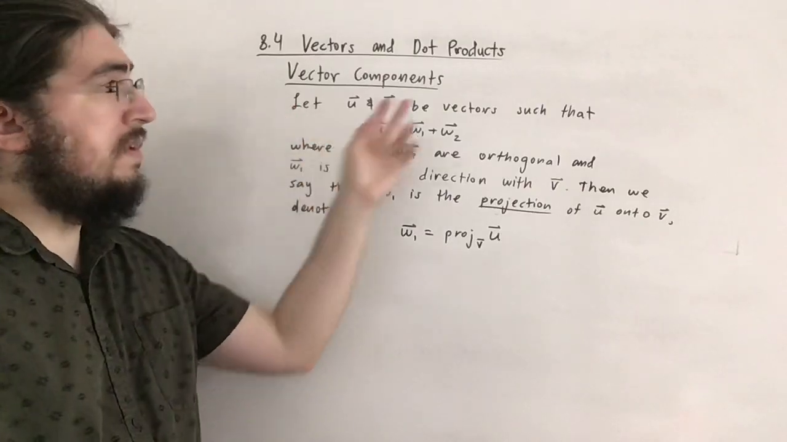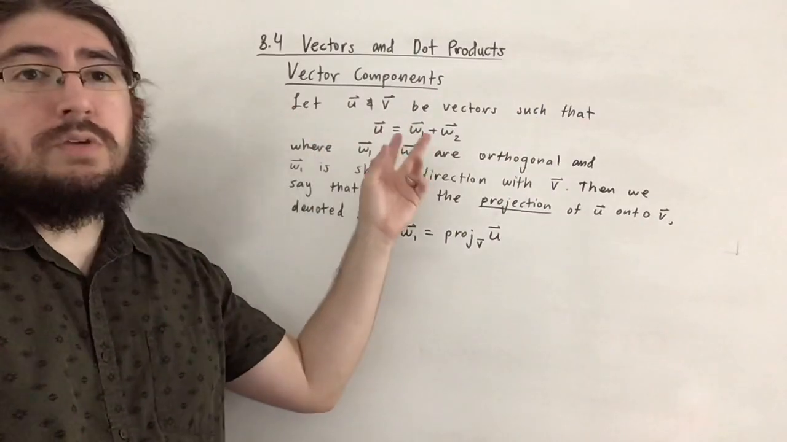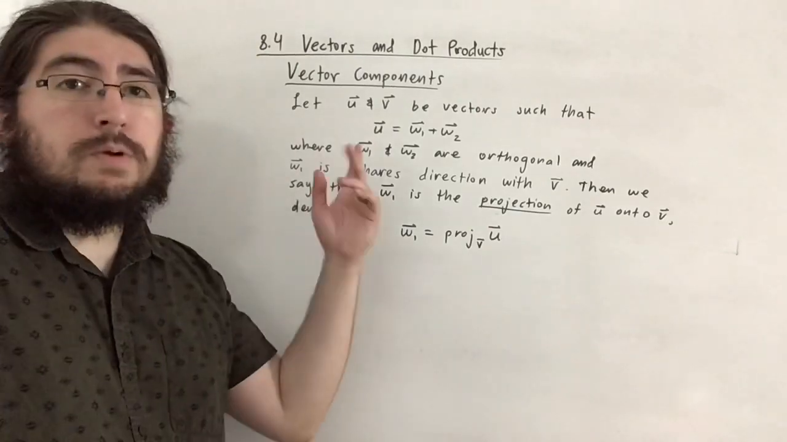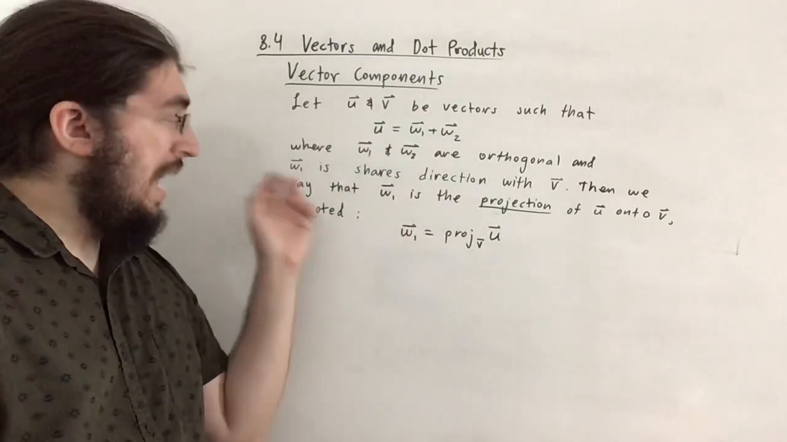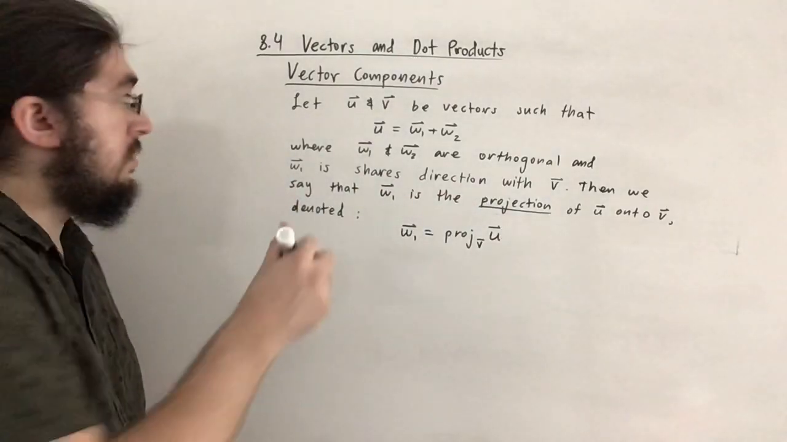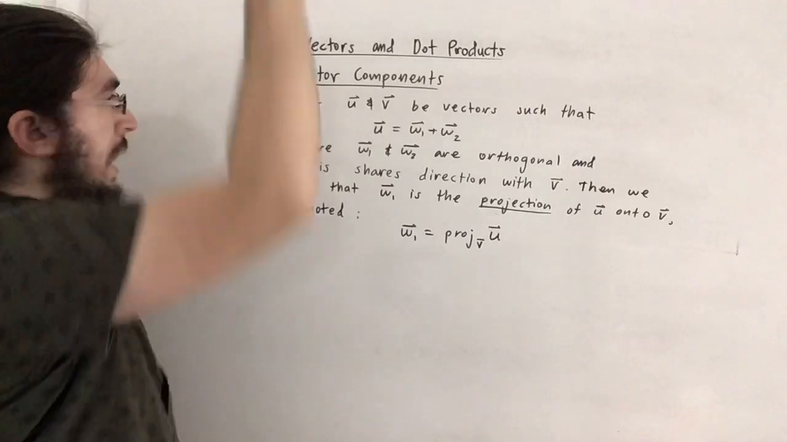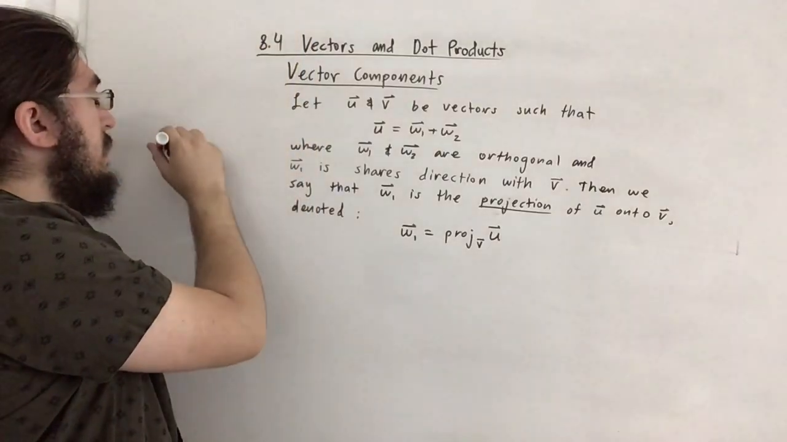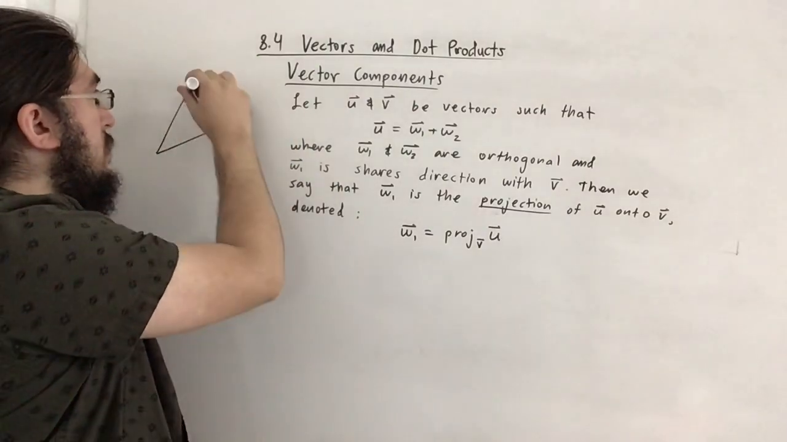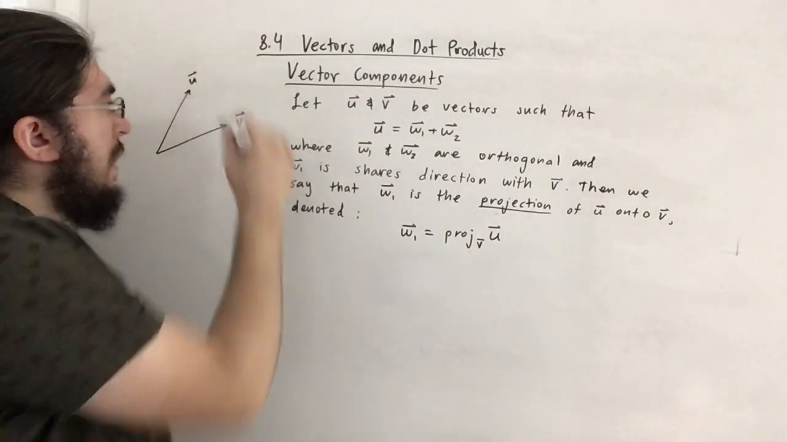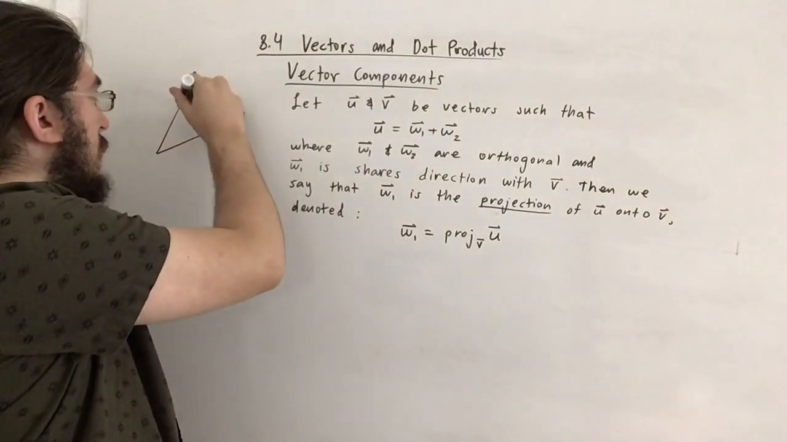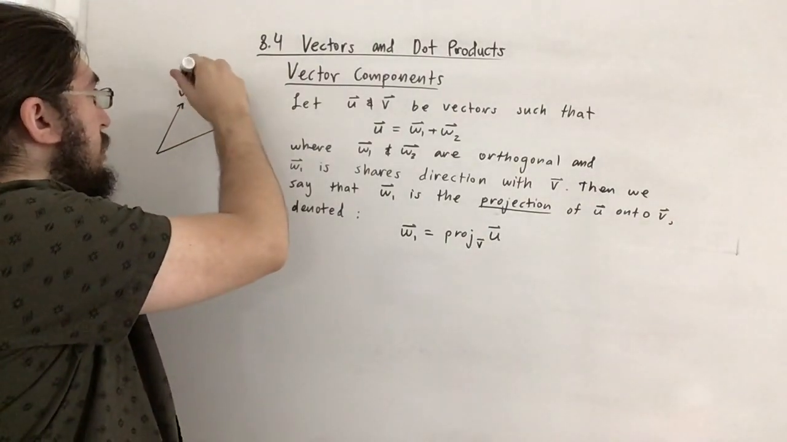So let u and v be vectors such that u is equal to w1 plus w2, where w1 and w2 are orthogonal, and w1 shares direction with v. So that means we're given two vectors, u and v, and we can see it like this. Let's say this is v, and this is u. Now I'm making it look like the magnitude is the same, but for all we know u is way larger than v. Let's make it look like it's a little smaller than v.